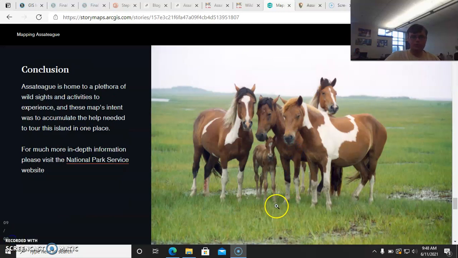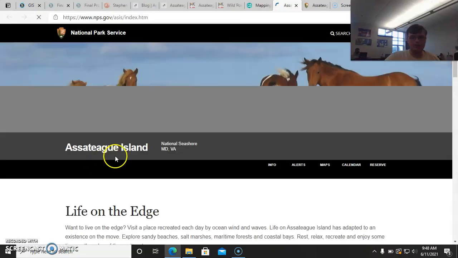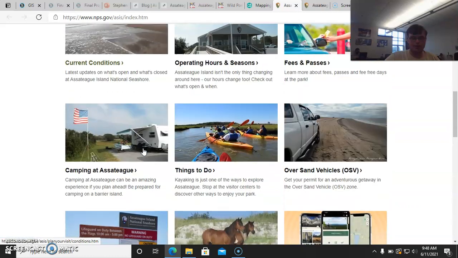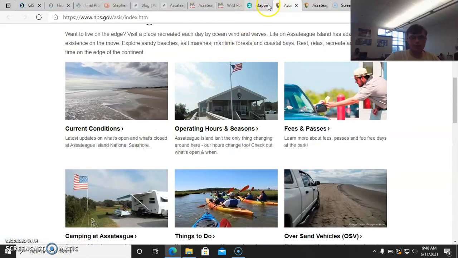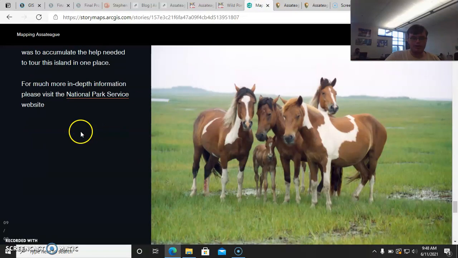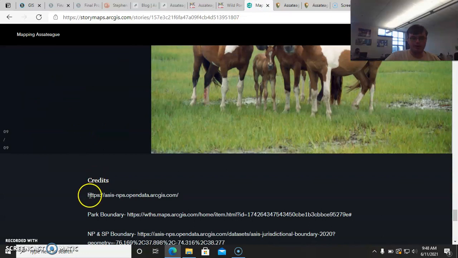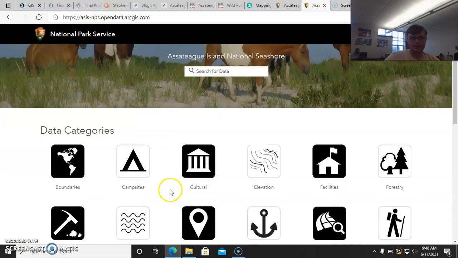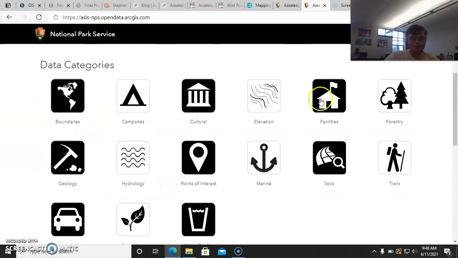As we wrap up the story map, in the conclusion slide, we put a hyperlink to the website for Assateague that gives you a lot more information that wasn't included on the story map. And all of the data that we found comes from this website here, which will take you to the database for Assateague Island, where you can find a whole bunch of different layers depending on the category that you want to find.